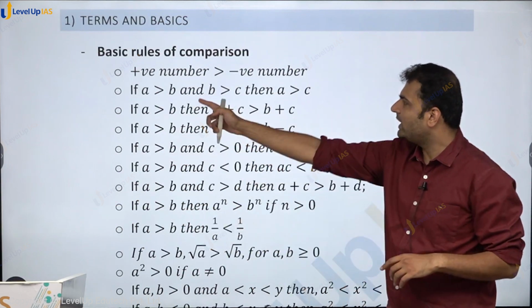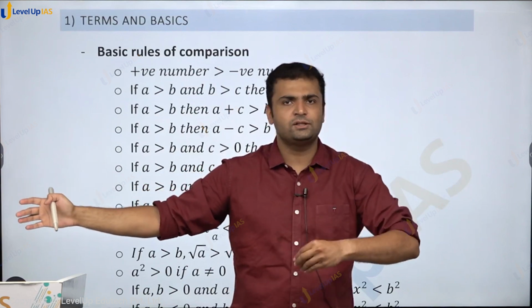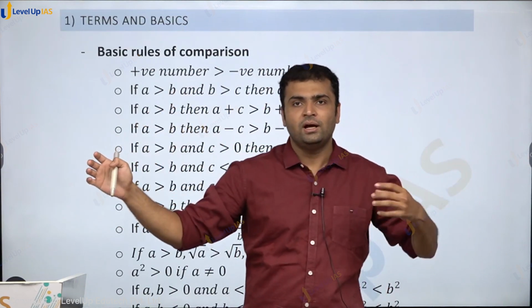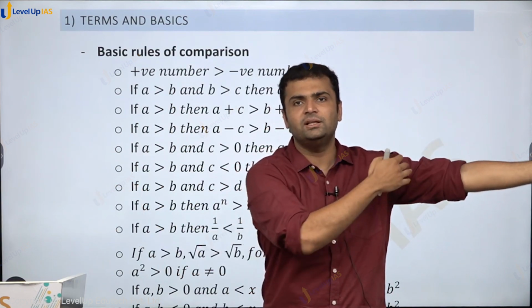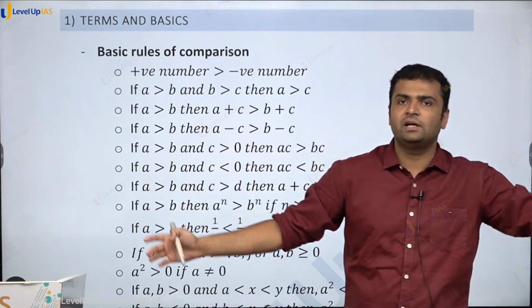Positive number is always greater than negative number. Then if A is greater than B and B is greater than C, then A is greater than C. Meaning, if A is to the right of B and B is to the right of C, then A is definitely to the right of C, meaning A is definitely greater than C.